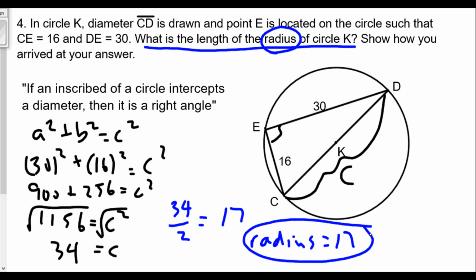Okay? So it's quite a bit of work, but not beyond your ability. And the key thing to remember is that when an inscribed angle intercepts a semicircle or a diameter of a circle, then it is a right angle.